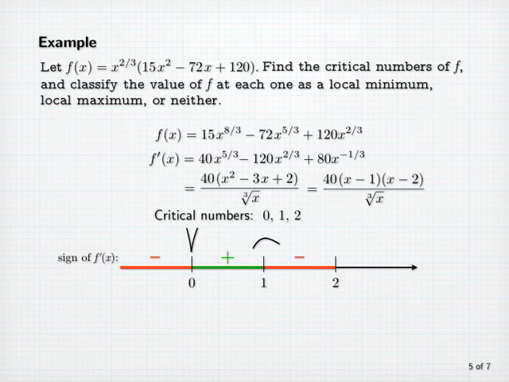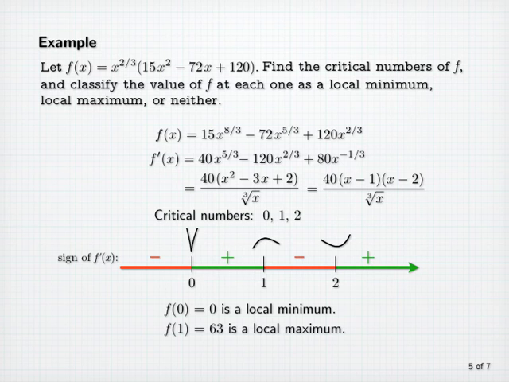When x is greater than 2, x minus 1 and x minus 2 and the cube root of x are all positive, so f prime of x is positive, and so we can conclude that f has a local minimum at x equals 2. Now in summary, f of 0 equals 0 is a local minimum value. The value of f at 1 turns out to be 63, and that's a local maximum. And the value of f at 2 turns out to be 36 times 2 to the 2/3 power, or the cube root of 4, which is approximately 57.15, and that's a local minimum value.